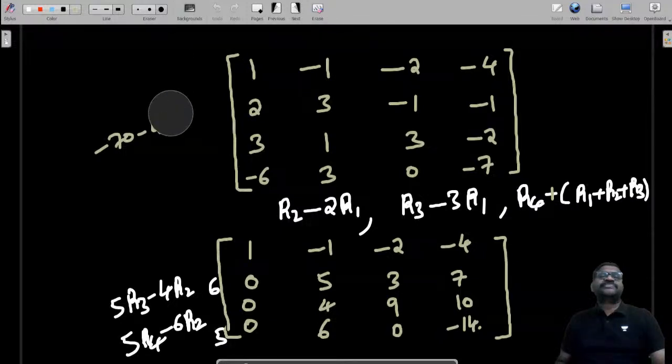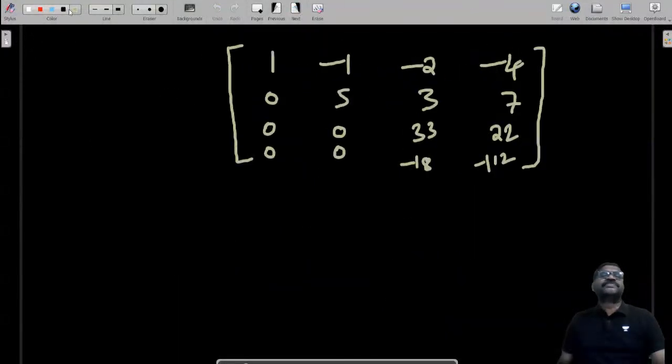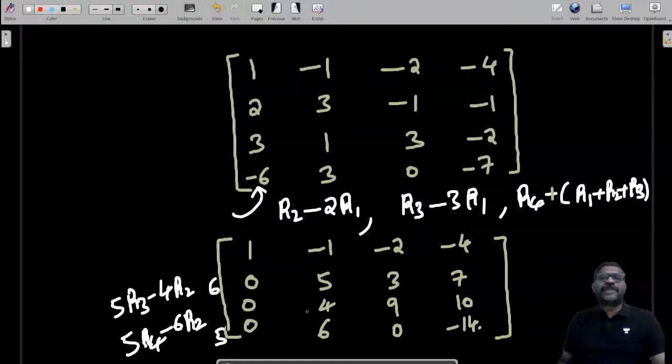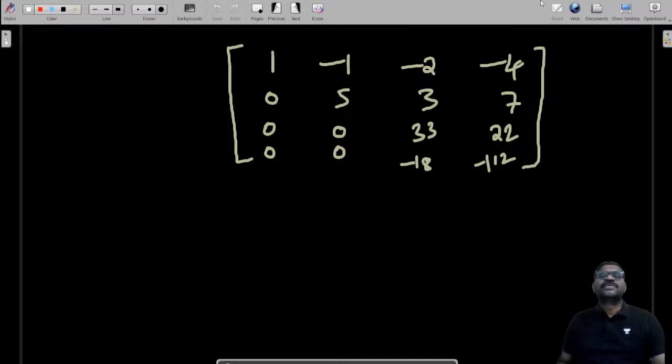It is not in echelon form. If you apply one further operation, observe. Krishna, it is not rank 3. If it were plus 6, then rank 3. You are getting minus 6 here. If the element were plus 6, you would get rank 3. Because of minus 6, you are getting rank 4. Observe here: 33, 22. Here 18 and 112 are not proportional. They are not proportional. That's why you will get rank 4.